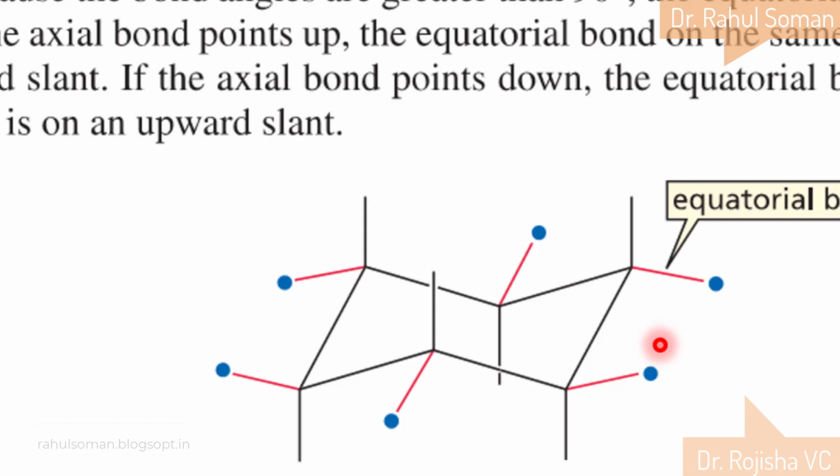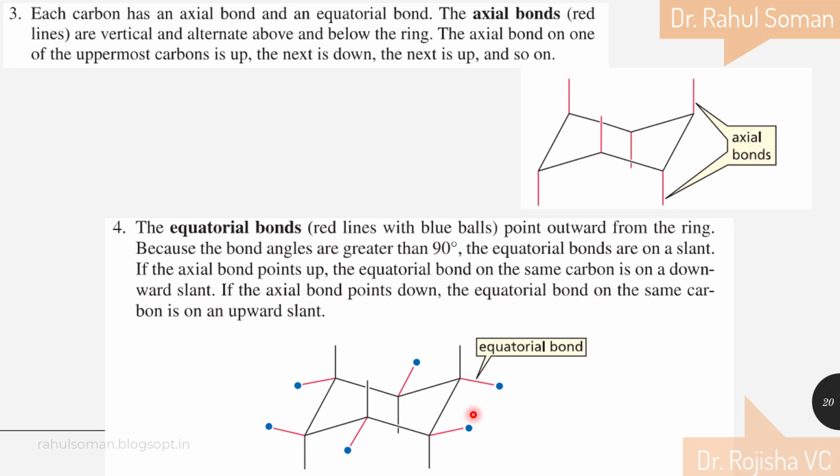Similarly, like the axial bonds, here also, if one equatorial bond is projecting downward, the equatorial bond in the next or neighboring carbon will be projecting upward. Alternately down, up and down.